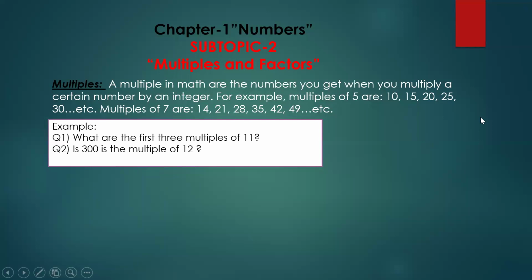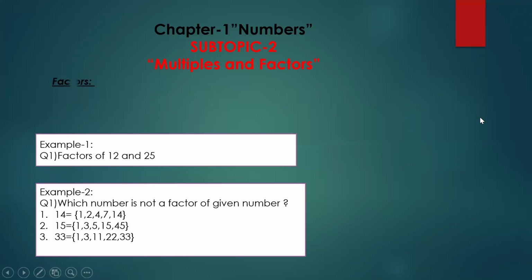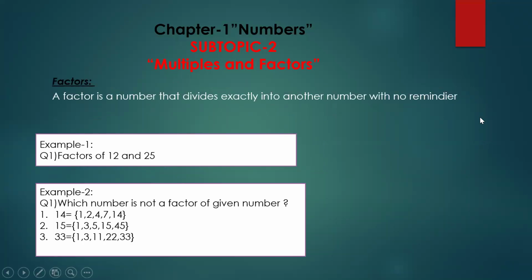So now moving toward the next topic, factors. I hope you got each and every point of multiples. Now factor. A factor is a number that divides exactly into another number with no remainder. We are dividing the number exactly into another number with no remainder. So this is known as a factor when we have no remainder.